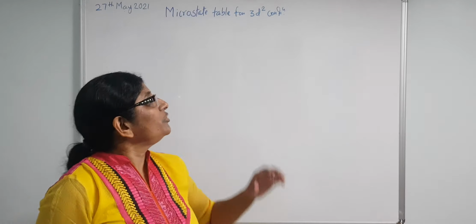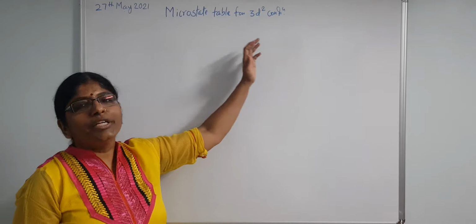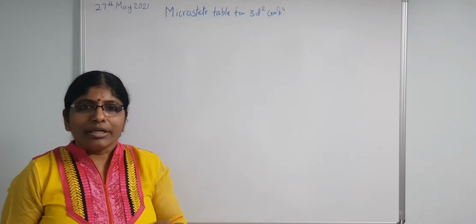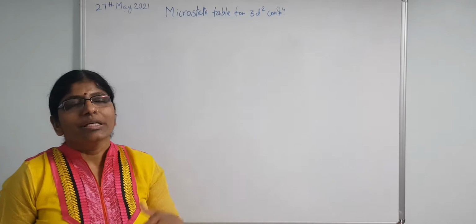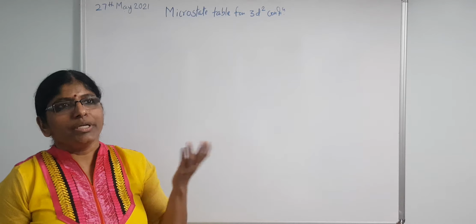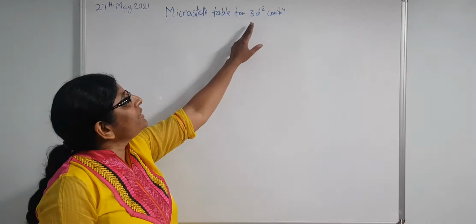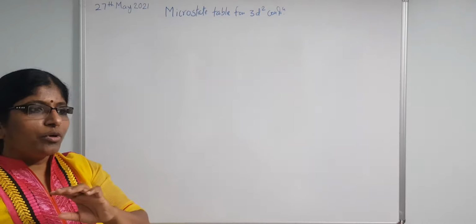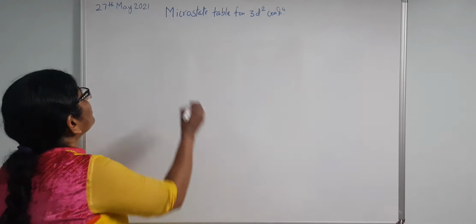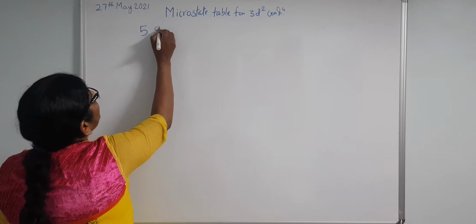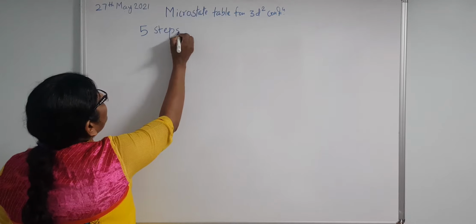Hello students, now we'll do the microstate table for the 3d2 configuration, or derivation of RS terms for the nd2 configuration. You can say 3d2, 4d2, 5d2, or nd2, any configuration. That means two electrons are there in the d orbital. All of you know from earlier videos there are 5 steps to get the derivation for RS terms or to construct the microstate table. Now we'll do them one by one.